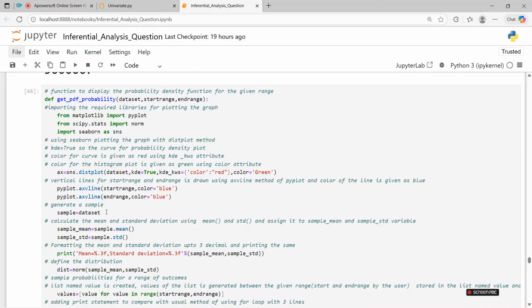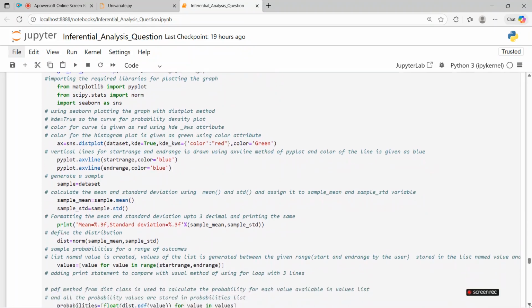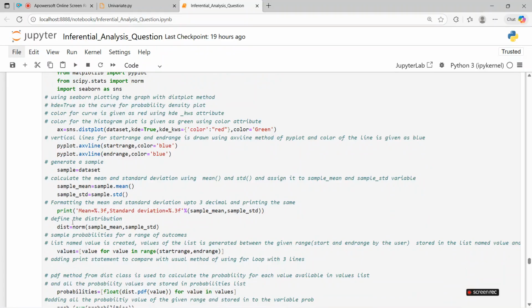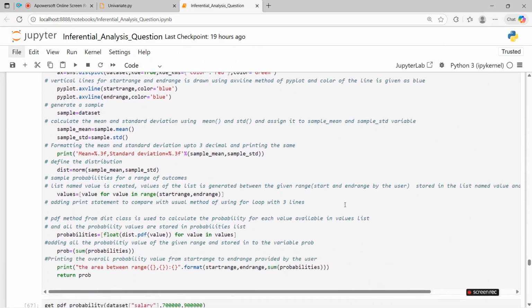So next, the sample is nothing but our data set, and we will be finding the mean and standard deviation. So we will be passing them to the normal function. We are calculating the mean value using dot mean, standard deviation by the dot std function, and we are taking it to these two variables. And we are defining the distribution by calling the function norm, and here we are passing the mean value and standard deviation value.